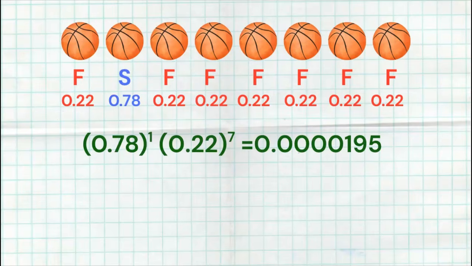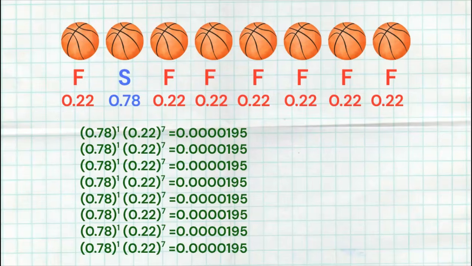Well, there ends up being 8 of them because she can make the 1st, miss all the others, make the 2nd, miss all the others, make the 3rd, miss all the others, and all the way down the line. So there's 8 different scenarios. But here's the good news. They all have the same probability because they all have 1 make, 7 misses. And when you multiply that out, no matter the order, you get 0.0000195.